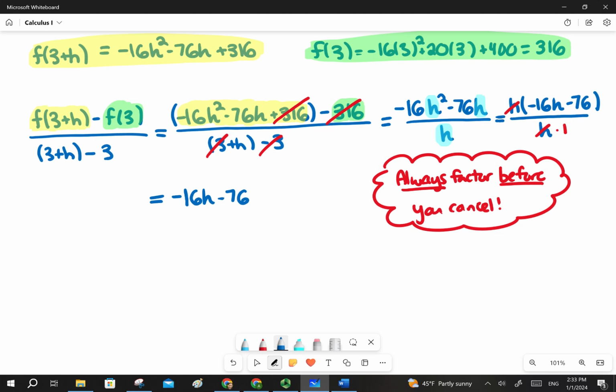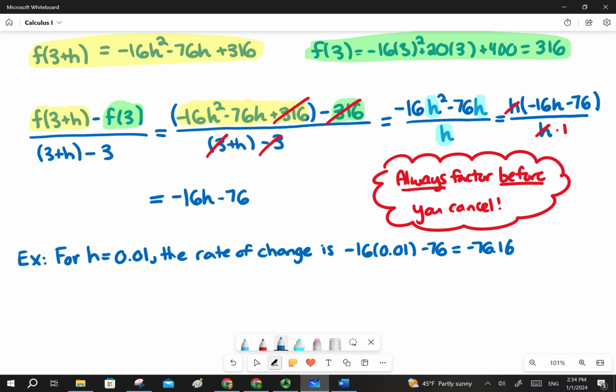Our final expression is a fast way to calculate the average rate of change in the original function, f of t, from t equals 3 to t equals 3 plus h. To use it, we can just plug in the length of the interval we want, like say h equals 0.01, for example, and it outputs the average rate of change.